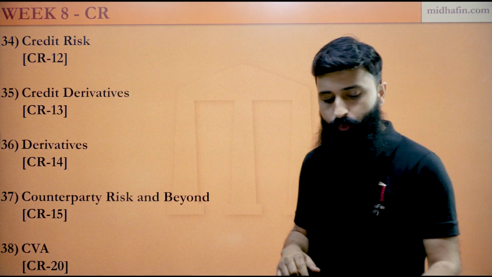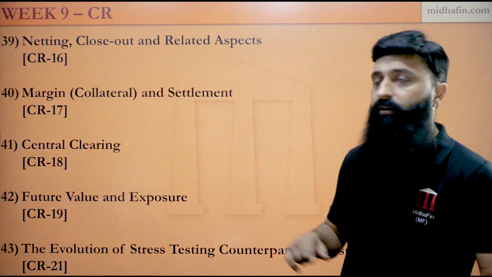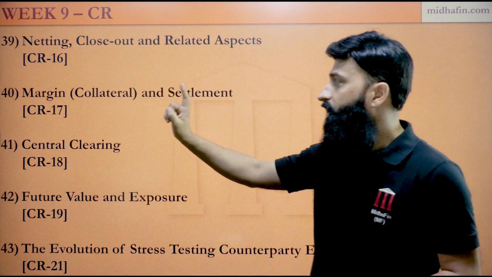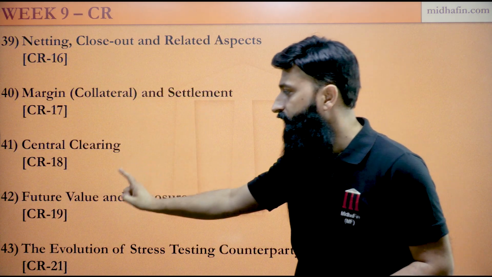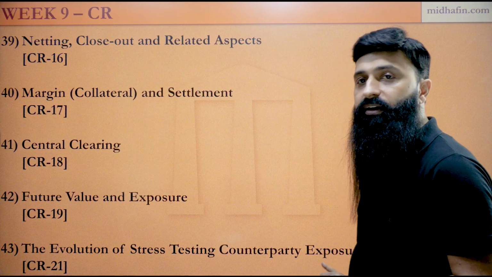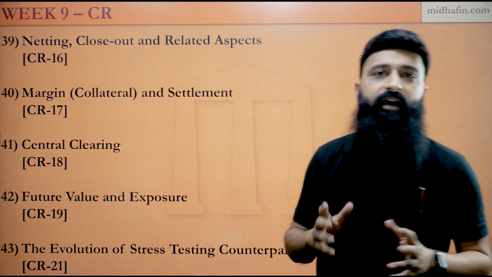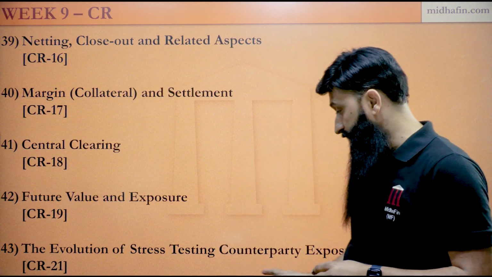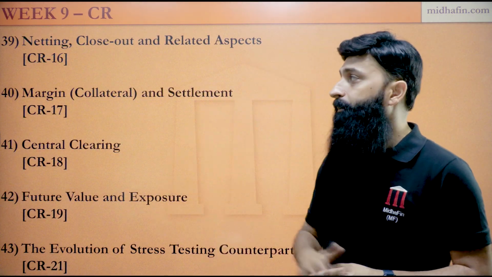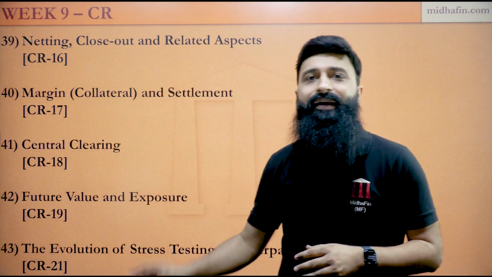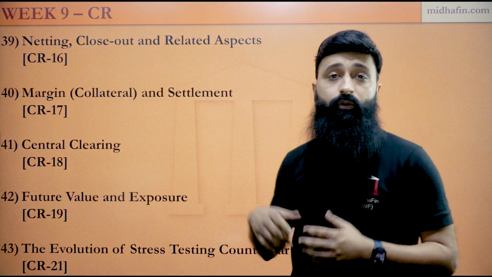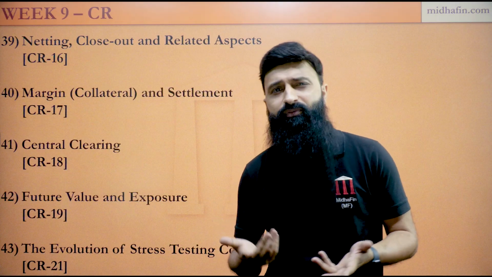Now let us come to week 9. These 5 chapters are there: netting, closeout and related aspects, margin and settlement, central clearing, future value and exposure, and then evolution of stress testing counterparty exposures, CR21, the last one. The first chapter, CR16, explains the purpose of the ISDA master agreement, netting, closeout procedures, termination provisions, all those things.